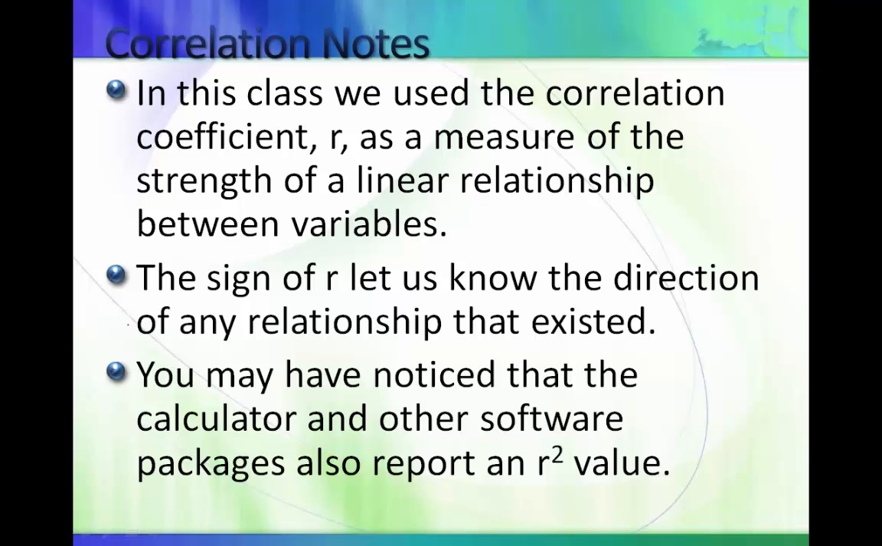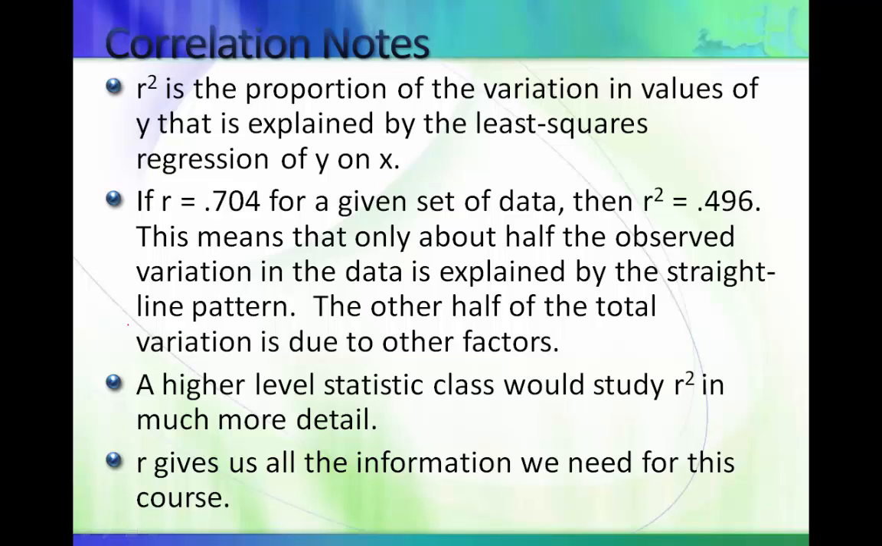You may have noticed that the calculator and other software packages also report an R-square value. R-square is the proportion of the variation in values of y that is explained by the least squares regression of y on x. For example, if R equals 0.704 for a given set of data, then R squared would be 0.496. This means that only about half the observed variation in data is explained by the straight line pattern. The other half of the total variation is due to other factors. A higher level statistics class would study R squared in much more detail. R gives us all the information we need for this course.